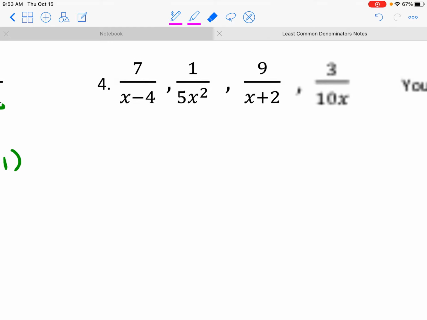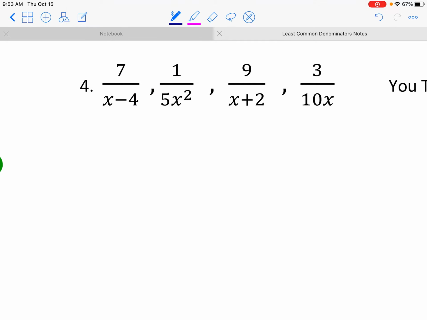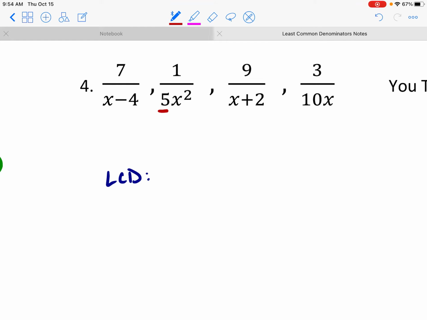Okay, similar process here. So we're going to look at this binomial and this binomial separately from our single terms. So least common denominator, again, we're going to look at these single terms first. Looking at the 5x squared and the 10x. The smallest number 5 and 10 go into is 10. And then we have an x to the 1st and an x to the 2nd, so an x squared. That's going to take care of those single terms.